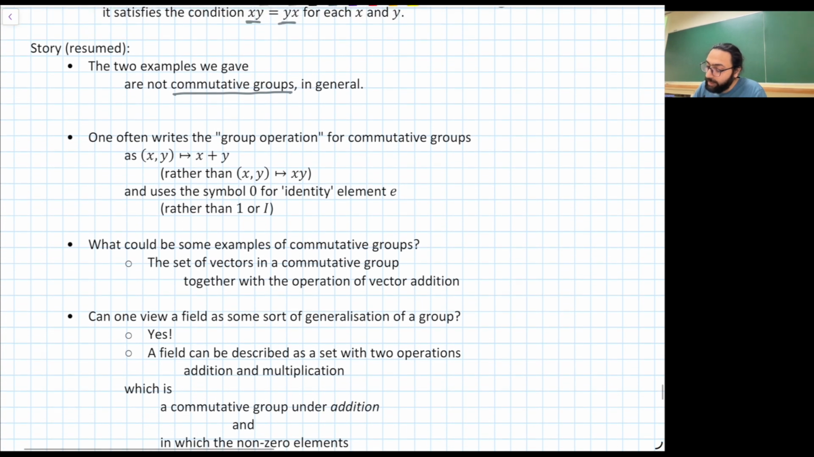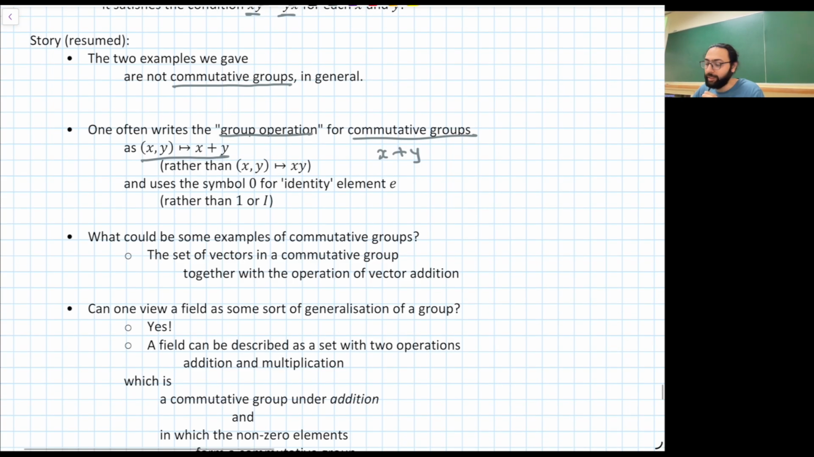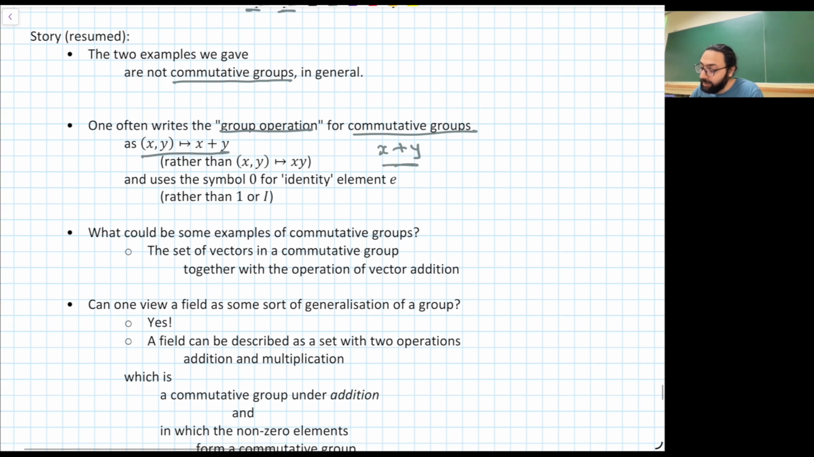So one often writes the group operation for commutative groups using this notation. Okay, so we're going to write x comma y as x plus y. So when they're commutative, we tend to use the plus notation. Okay, it's nothing very deep. It's just convention. So when you are exposed to more math, you sort of know what's happening. So they will write the plus notation, and the identity would normally be given by 0, right? Because x plus 0 is the element that gives you x for all x. Right? It's not 1. Obviously, it changes.